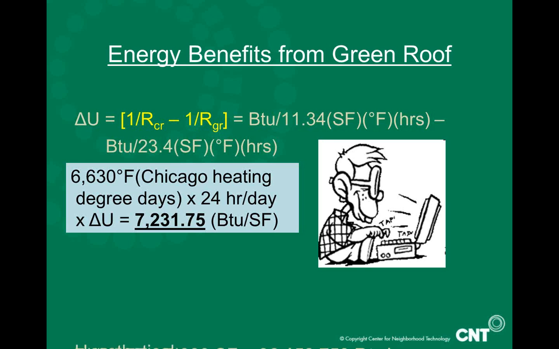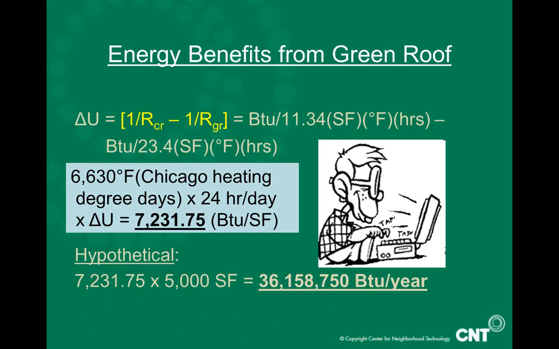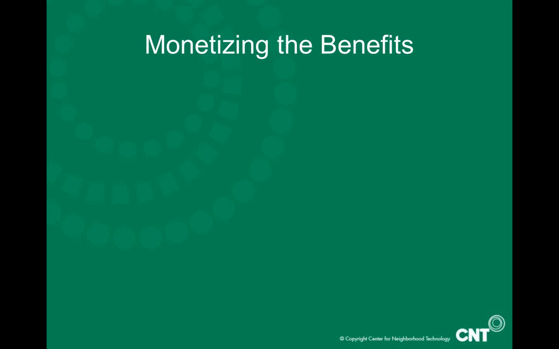But that's, again, per square foot. So we're going to multiply the value per square foot by our 5,000 square feet. And on an annual basis then, we have a differential in BTU exchange from inside the building to outside the building of 36 million BTUs. So that's the energy benefit of that green roof, at least in the wintertime when we're trying to heat the building and we have this additional insulating value.